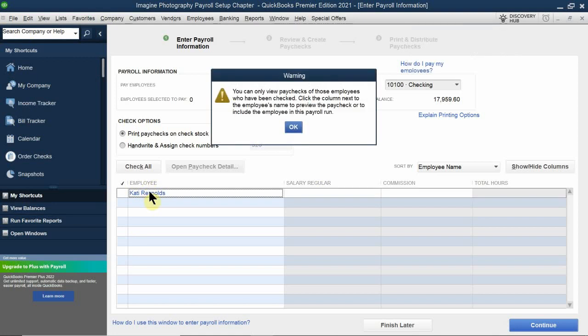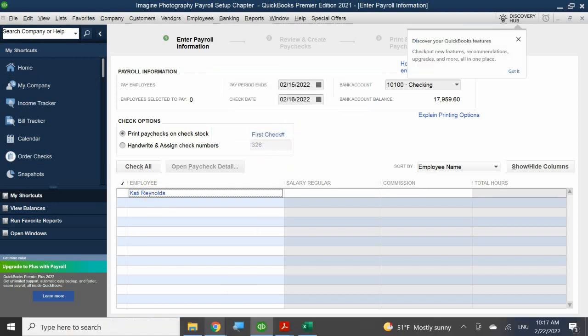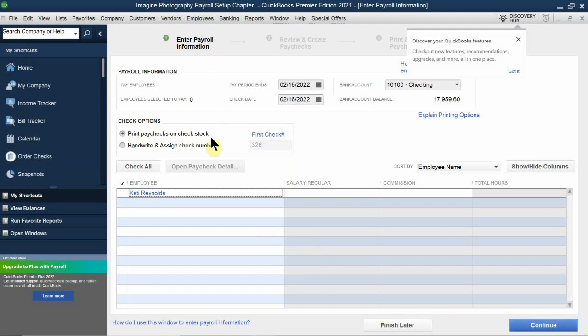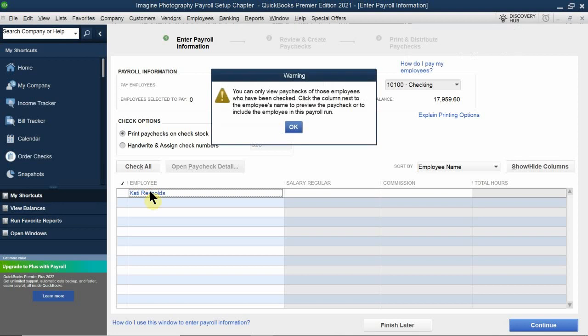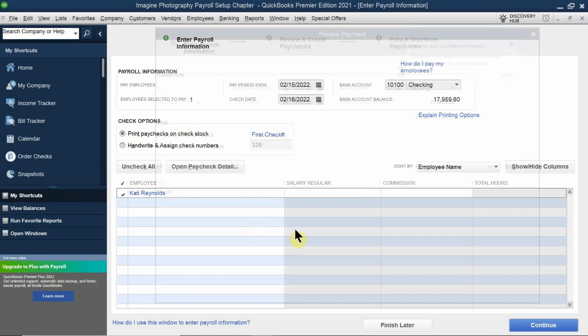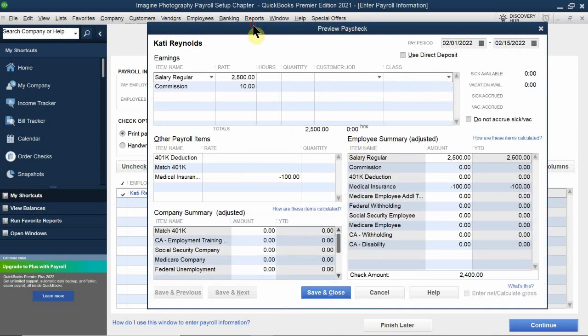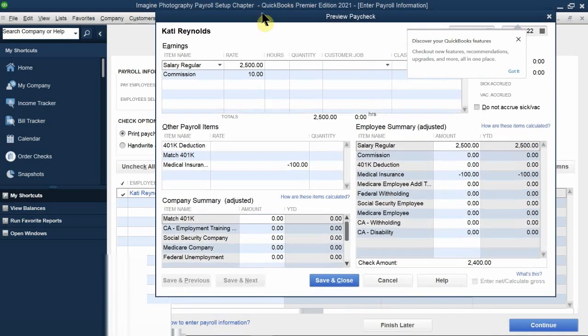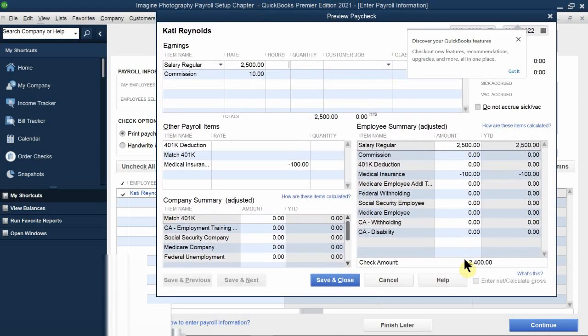Now, here is the difference. I'm going to click OK. It said I had to set up something. Okay, hold on. You can only view a paycheck or... sorry, I forgot to check her. There you go. You're going to get the same exact window, except now all the information I see here is blank. I have to manually calculate all this stuff.